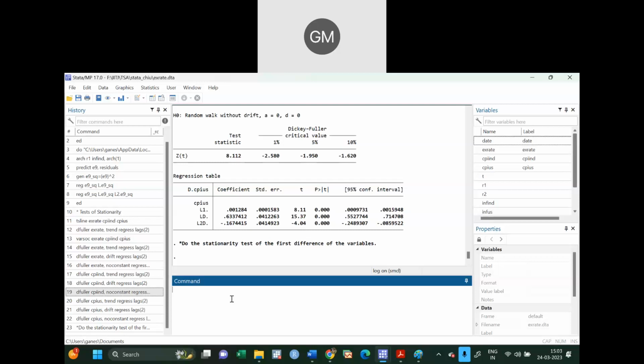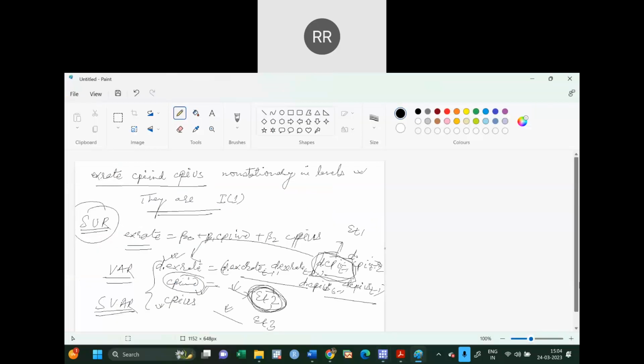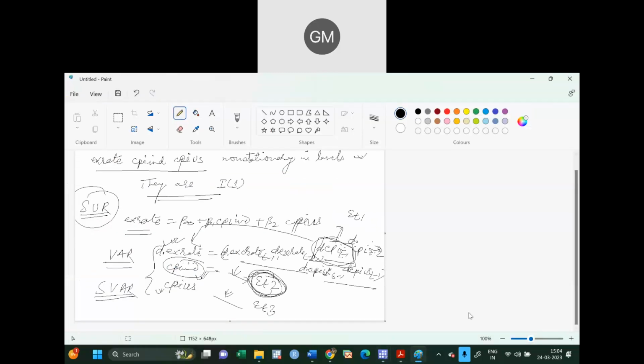Am I audible? Yes. Ganesh, can you please repeat the last part that you were explaining, the error term of one equation being connected with another equation? Yes, you wanted the explanation about the structural error. That is really important.